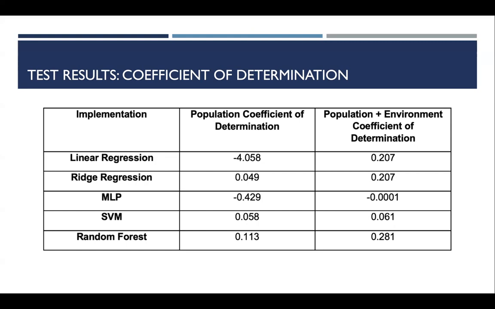Finally, the random forest is the highest overall for both population-only data and population and environment data, with a final test result coefficient of determination of 0.281. And we think that this is due to random forest using ensemble methods, which are known to improve the accuracy of nonlinear models.